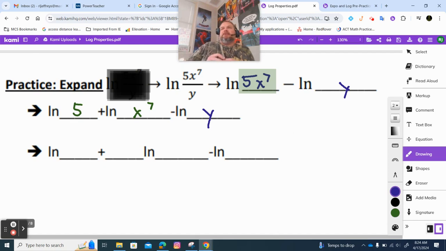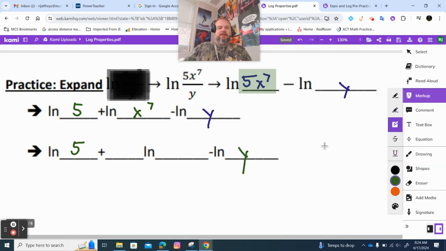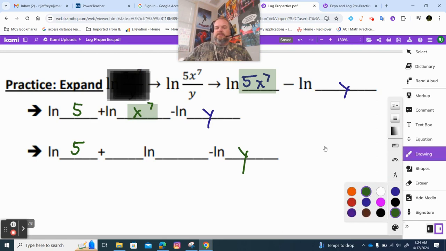It's literally you're just taking it apart and putting it together type stuff. This stays the same. This stays the same. That's not the color I wanted, but that's the color I got. This is to a power. Where can I put this 7 now? In front.